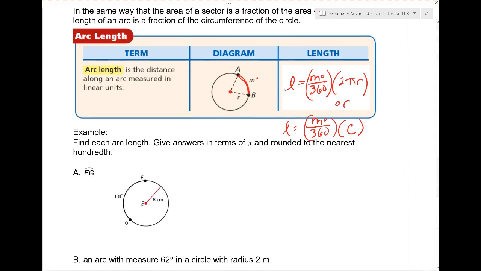All right, first one, it says find each arc length. Give answers in terms of pi and round to the nearest hundredth. So when we're doing arc length, we're just going to write our formula down, because every single time you have a formula, you're supposed to do what? Write the formula down. All right, okay.